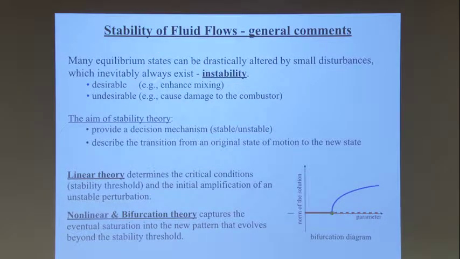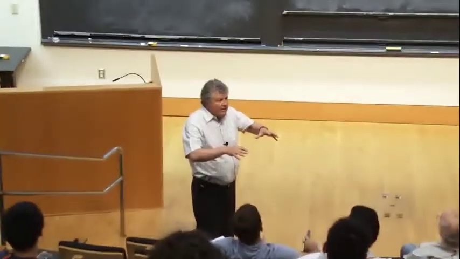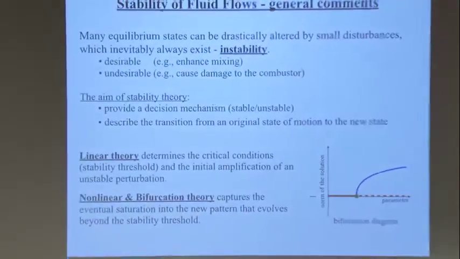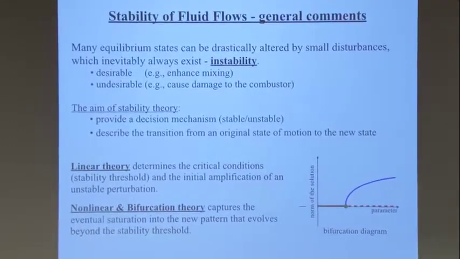What I wrote here is that if you have an equilibrium state, which is a balance between forces and so on, then that equilibrium can be disturbed by disturbances that always exist in any system. These disturbances can alter the equilibrium significantly. Or perhaps the disturbances are such that after they are introduced, they decay and they don't change the equilibrium. So when things are disturbed significantly, we call that an instability.